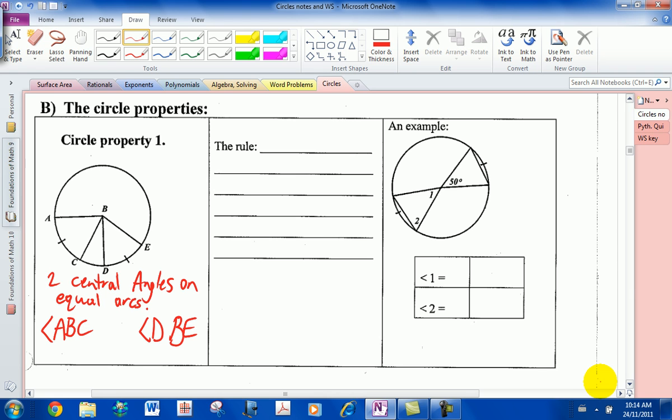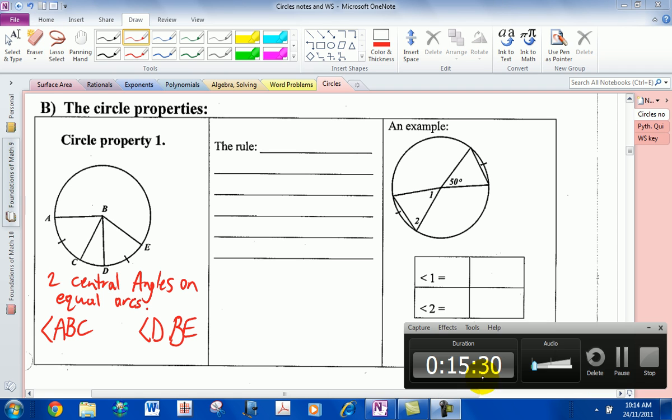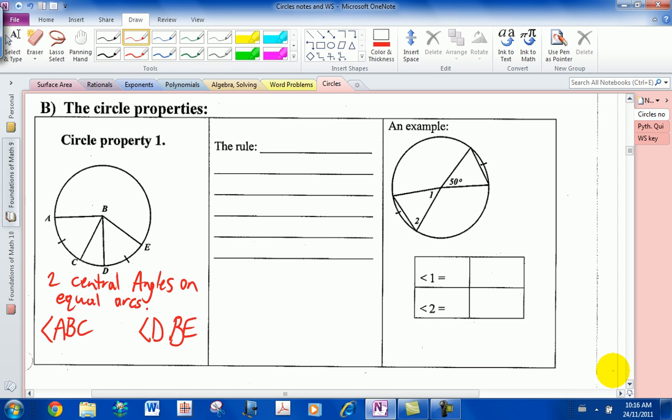I wonder what we can say, because there's something important here. So again, central angles on equal arcs are equal. So we can use an equal sign there to represent them being equal. And we can use the rule, write it in words. Central angles on the equal arcs, or sometimes even the same arc, are equal.